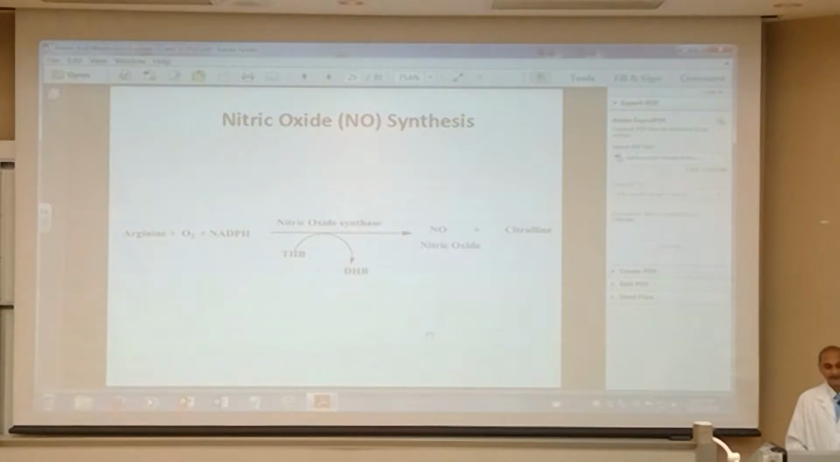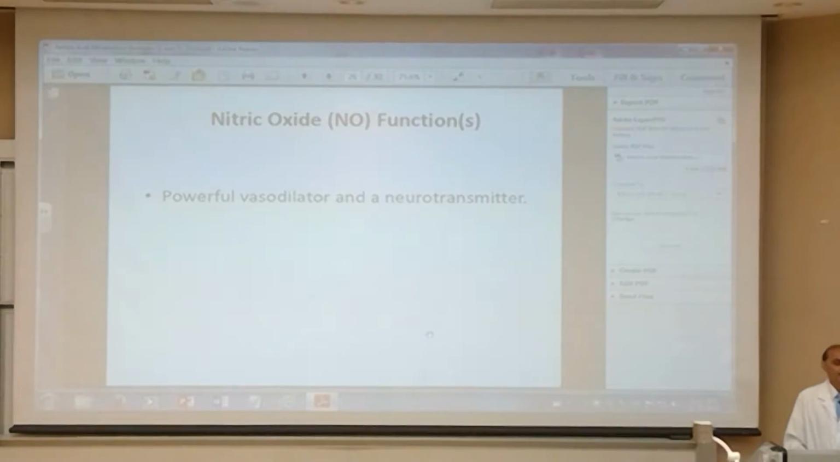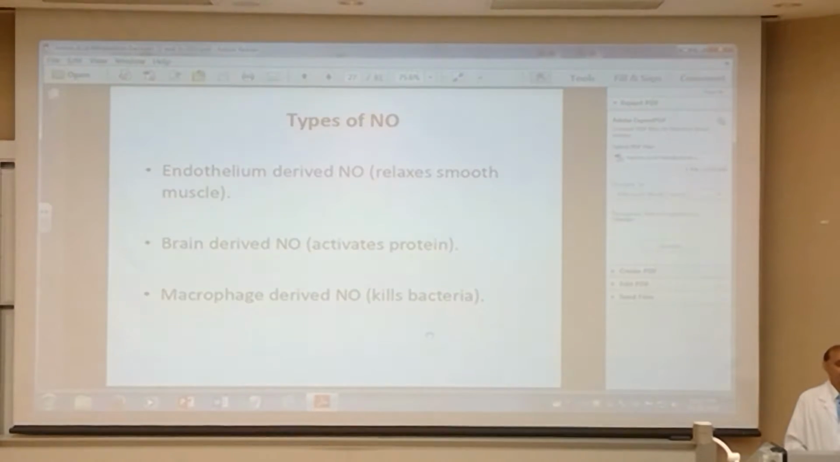Nitric oxide is a gaseous molecule and it has several functions. The precursor for making nitric oxide is arginine, oxygen, and NADPH is a reducing agent. It's a powerful vasodilator and a neurotransmitter, and there are three types of NOs that we discussed. Endothelium-derived relaxes smooth muscle. Brain-derived, not much is known, but activation of some of the proteins. And macrophage, it functions as a weapon to kill the pathogenic bacteria.